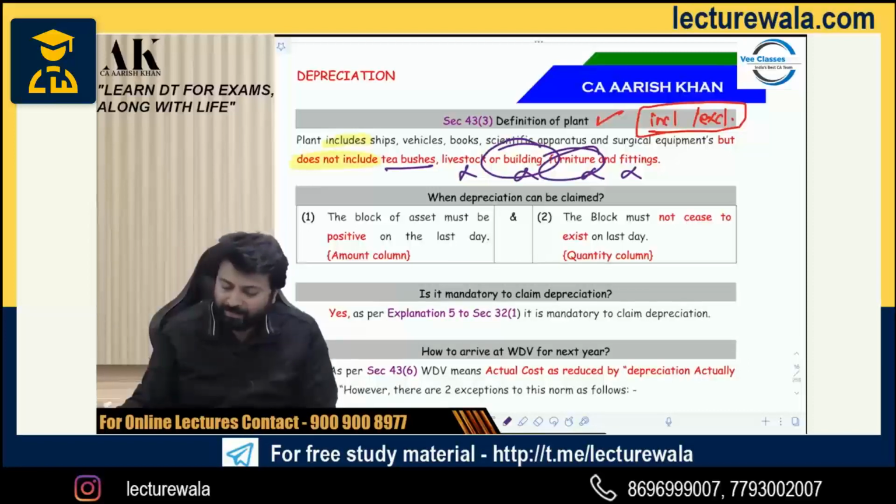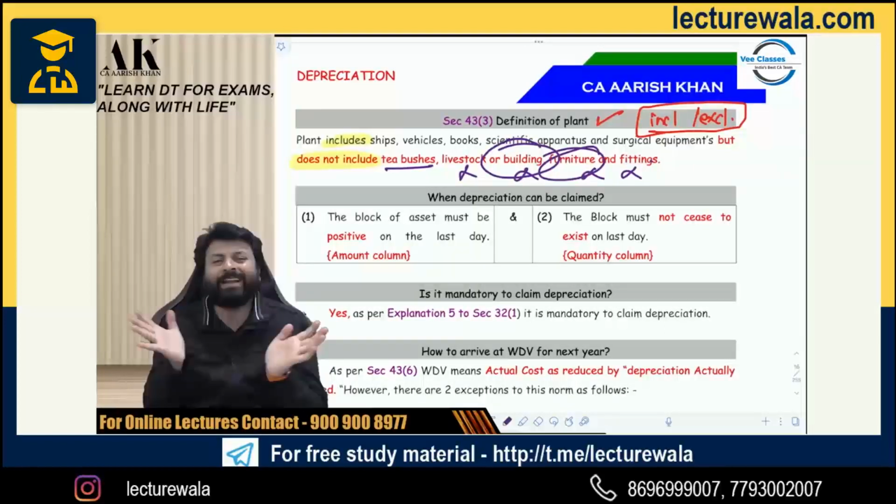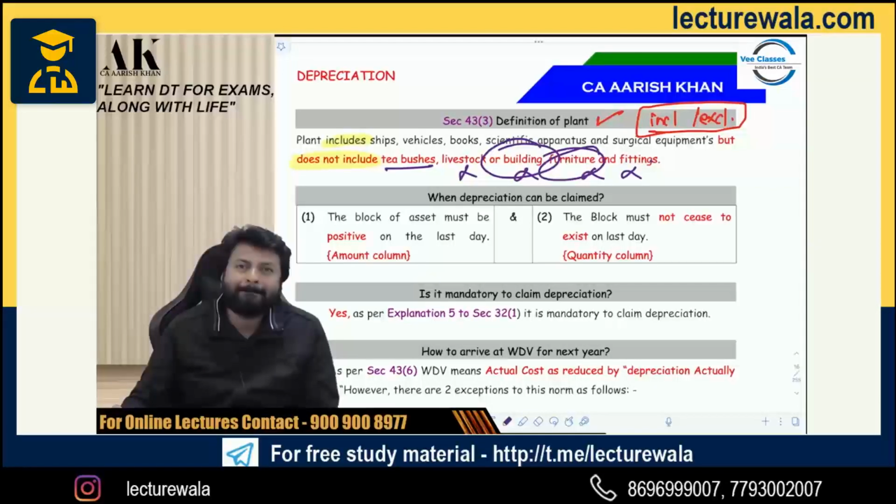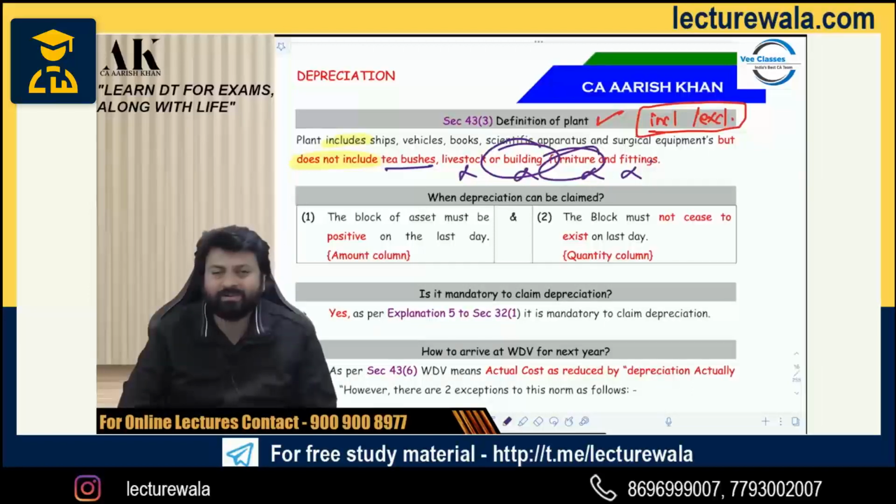Okay. So you need to understand that out of all the assets, only plant is defined in a slightly different manner, not in an exhaustive manner, but in an inclusive and exclusive manner, whereby they exclude tea bushes, they exclude livestock, they exclude building, they exclude furniture and fitting, and so on and so forth.